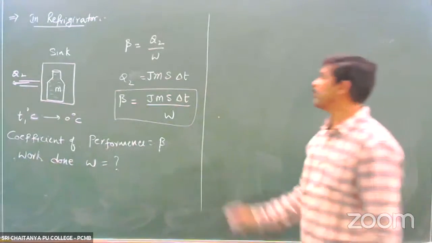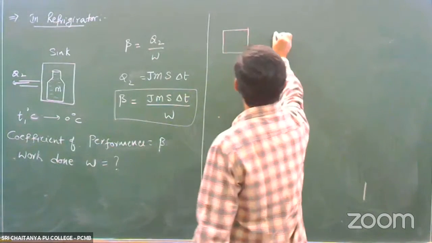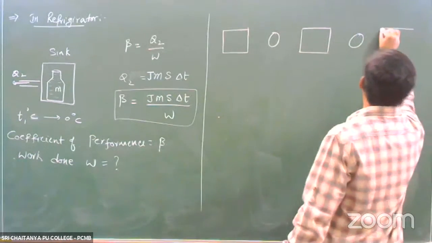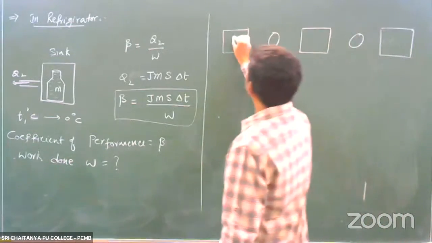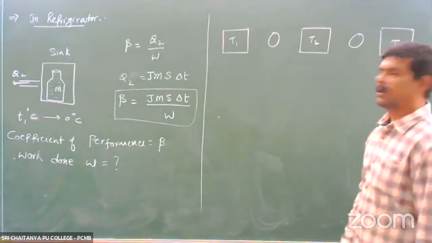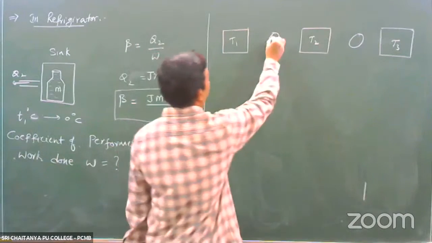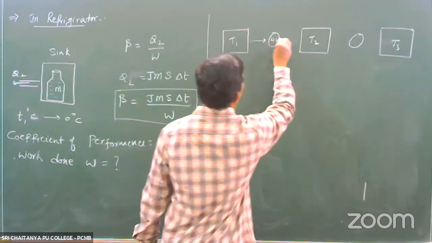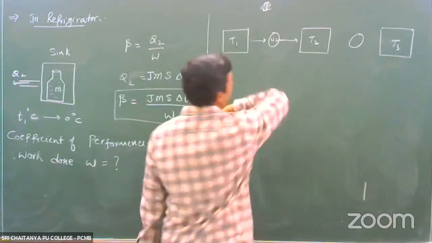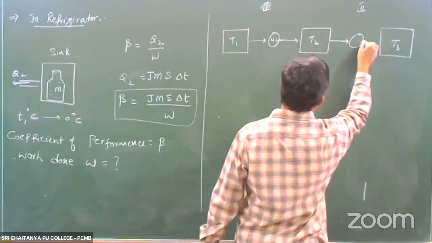There is a regular problem. See, there are two engines. This is T1, T2, T3. This engine is operating between T1 and T2. Here is the working substance. This is one heat engine, heat engine 1. This is heat engine 2. And this engine is operating between T2 and T3.